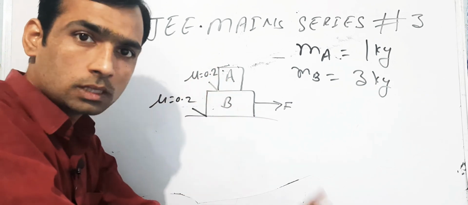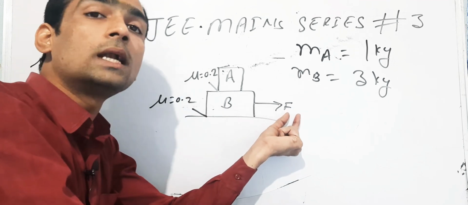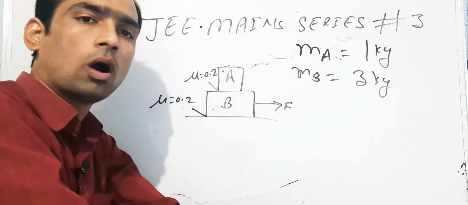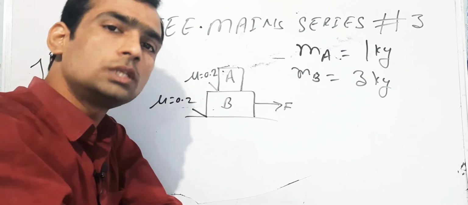I hope all of you understood. Again, I'm repeating what you have to find: the value of F such that block A does not slide over block B. This is the question. Okay, fine students. So basically, I'm going to discuss it step by step.